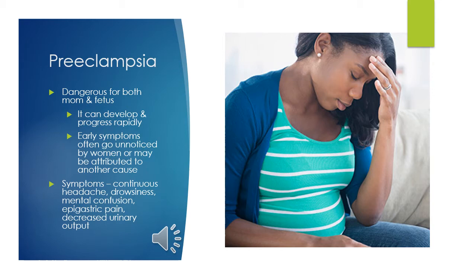Well, the continuing headache, drowsiness, or mental confusion can be indicative of poor cerebral perfusion and could be a precursor to a generalized seizure. Visual disturbances, such as blurry vision, double vision, or spots, can indicate arterial spasms or edema in the retina. The epigastric pain is especially ominous because it can be indicative of liver issues and possibly warn of a seizure. There's also decreased urine output, which indicates poor perfusion of the kidneys and can precede acute kidney failure.